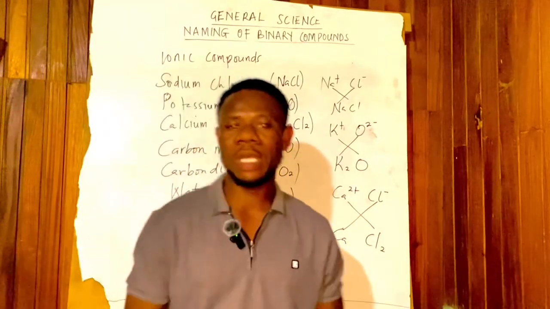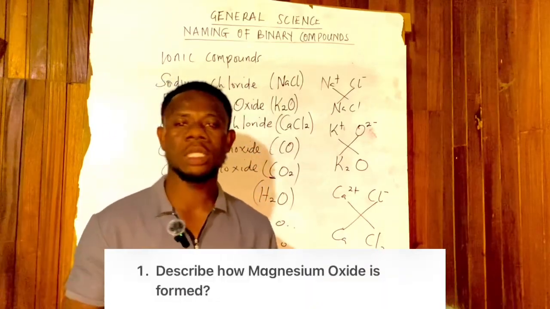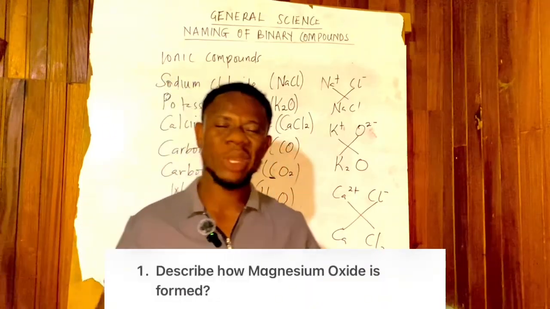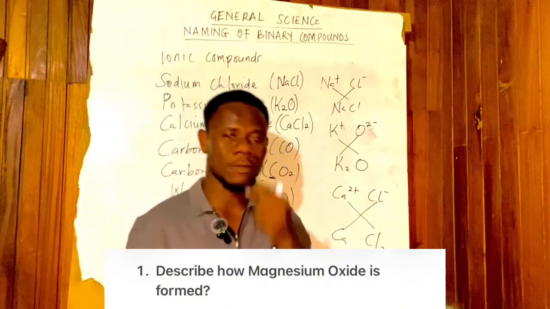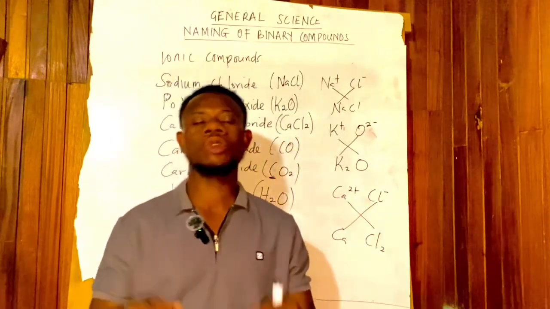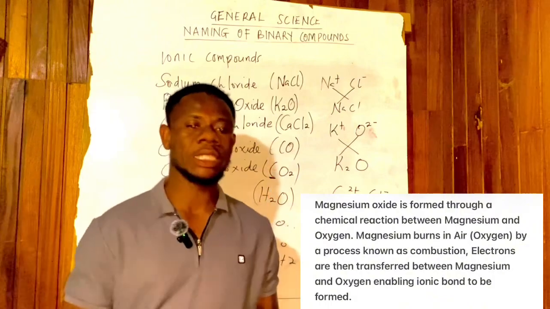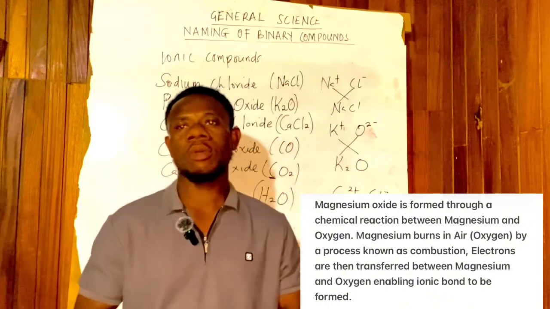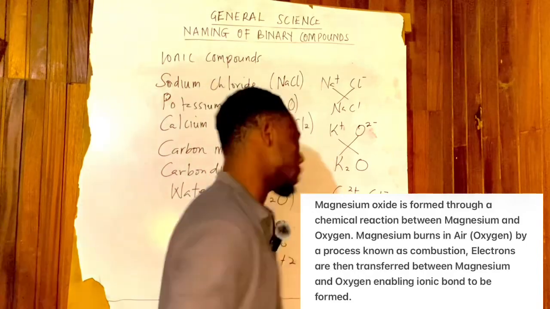Now let's look at the next question, which is to describe how magnesium oxide is formed. Magnesium oxide is formed through a chemical reaction between magnesium and oxygen. In this process, magnesium will burn in air.